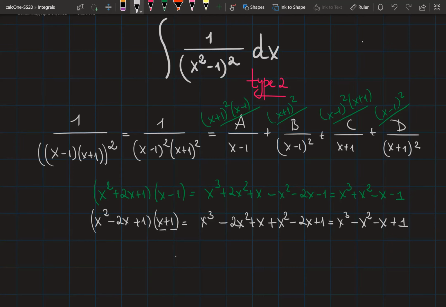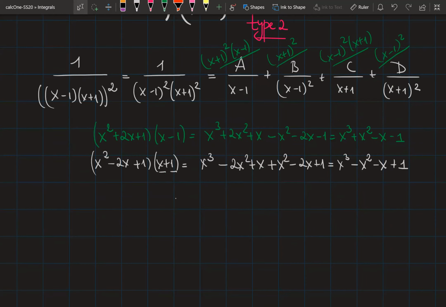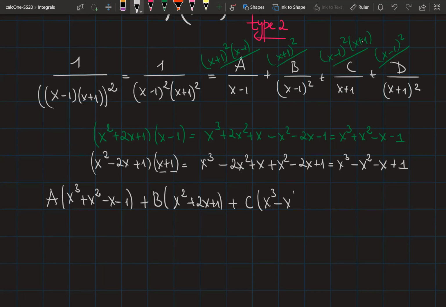Nice. So now we're going to get the common denominator for the right hand side part, basically, and let's see what we'll obtain. So a is multiplied by x cubed plus x squared minus x minus 1, plus b multiplied by x squared plus 2x plus 1, plus c multiplied by x cubed minus x squared minus x plus 1, plus d multiplied by x squared minus 2x plus 1.